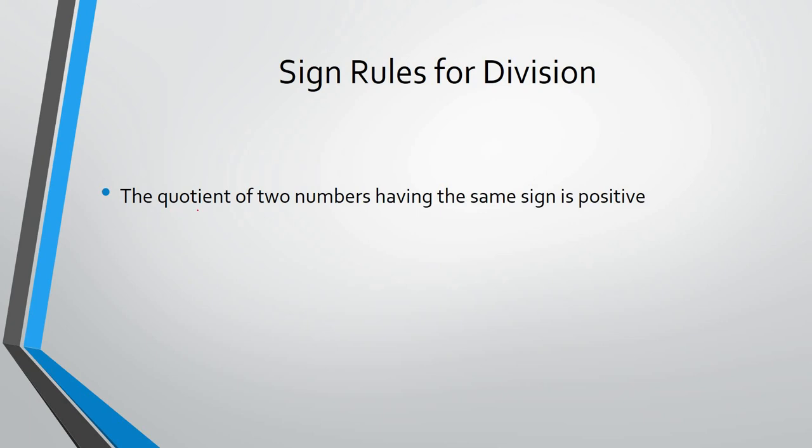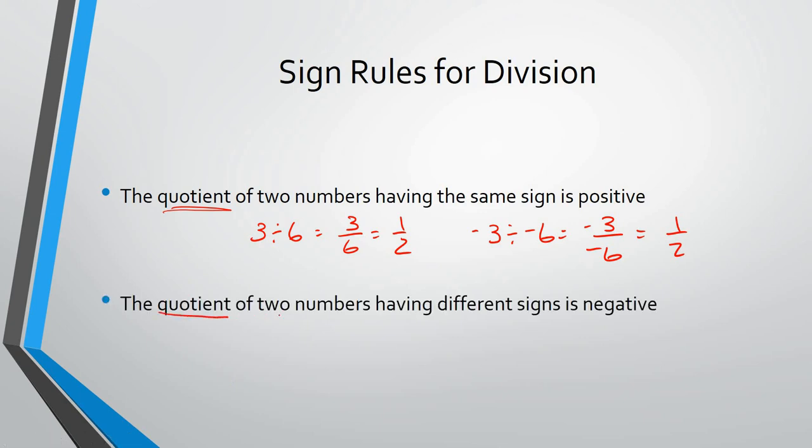The quotient, that means division, of two numbers having the same sign is positive. So if you divide 3 divided by 6, which can also be written as 3 over 6, we get a positive 1/2. If we have negative 3 divided by negative 6, or in other words a negative divided by a negative, we get positive 1/2 also. And as in multiplication, the quotient or division of two numbers having different signs is negative.